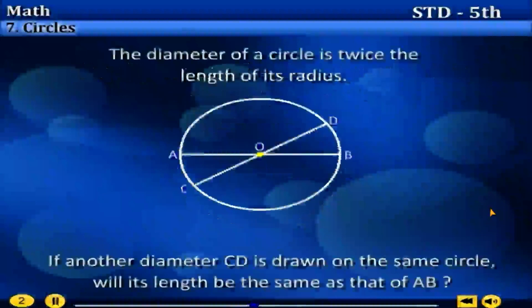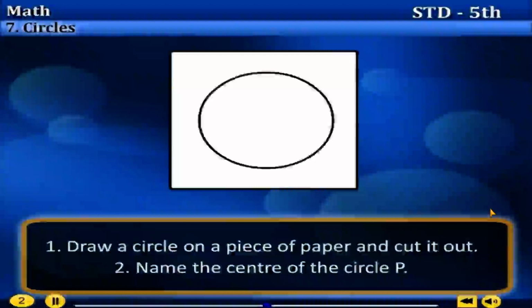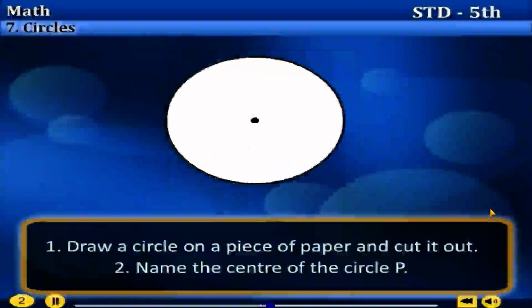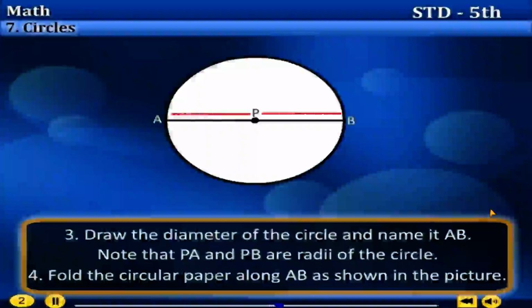If another diameter CD is drawn on the same circle, will its length be the same as that of AB? All the diameters of a circle are of the same length. Draw a circle on a piece of paper and cut it out. Name the center of the circle P. Draw the diameter of the circle and name it AB. Note that PA and PB are radii of the circle.